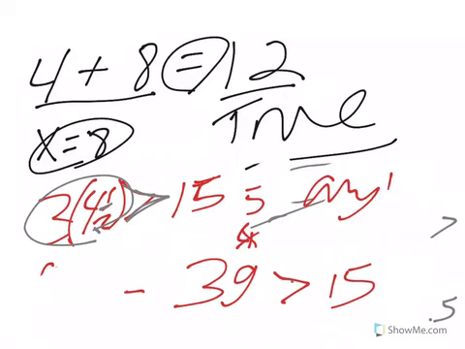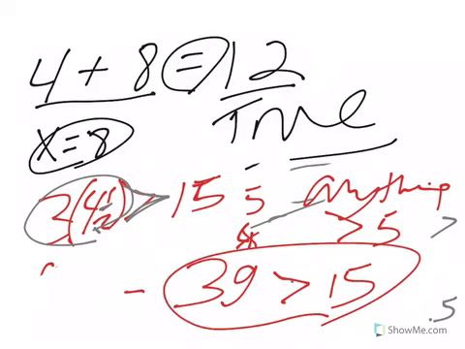So it would have to be anything greater than 5. Any number that you picked greater than 5. 5.1, 6, 25. Any number bigger than 5 would make this statement true. Let's do just a couple other ones here.